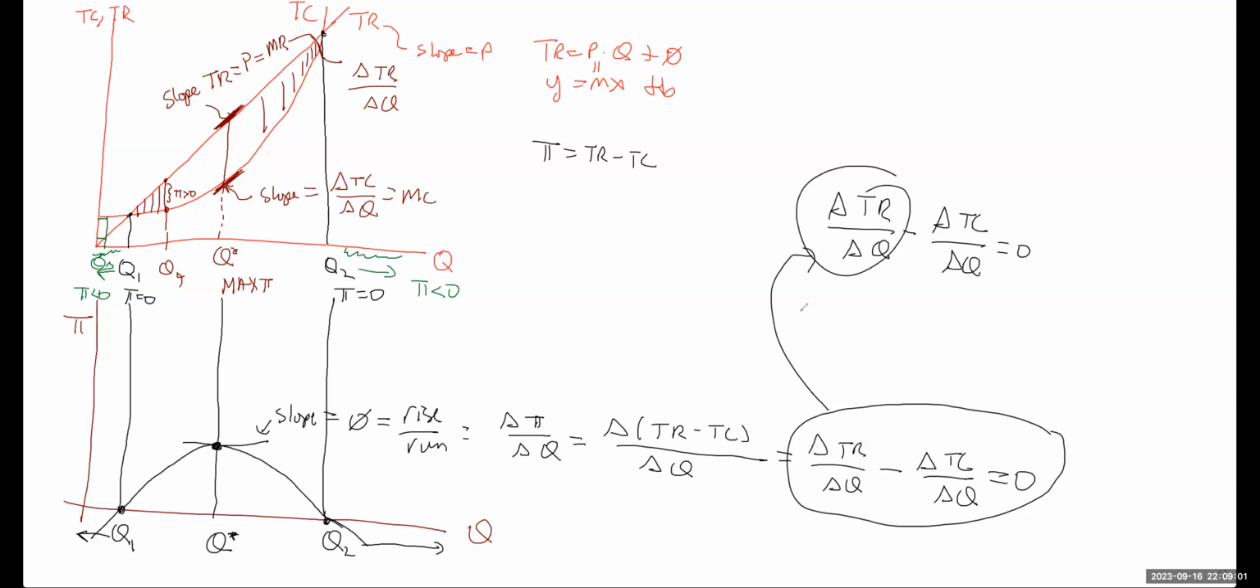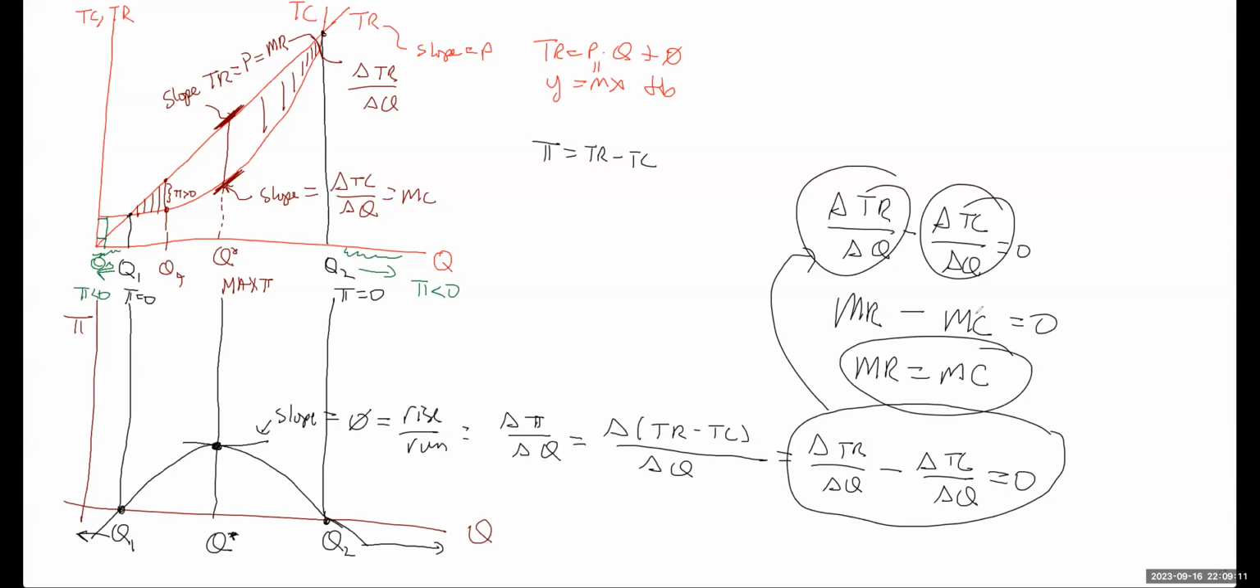Well, remember what this is. That's marginal revenue. Remember what this is. Minus marginal cost is equal to 0, or marginal revenue is equal to marginal cost, because I could put this on that side. So what does this mean? At this peak profit point, where profit is the highest, the slope is equal to 0, and we just derived that's where marginal revenue is equal to marginal cost.